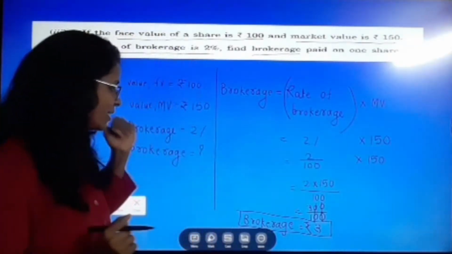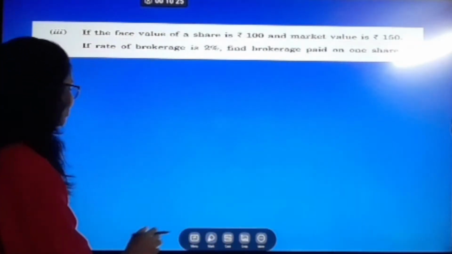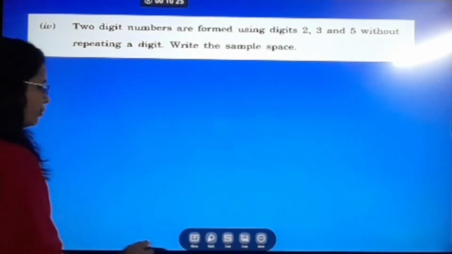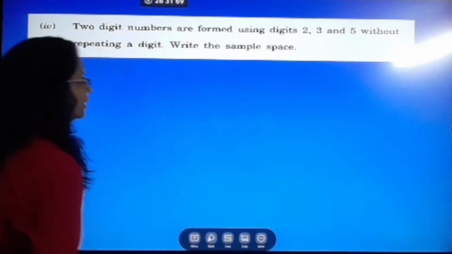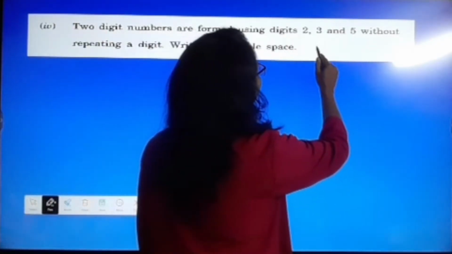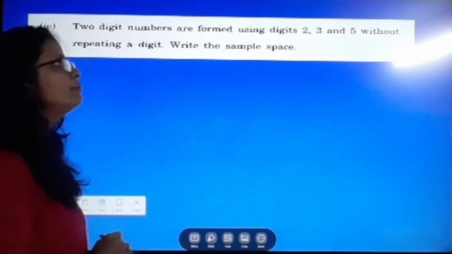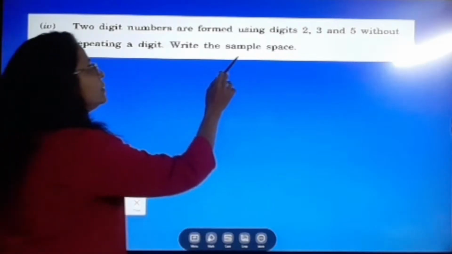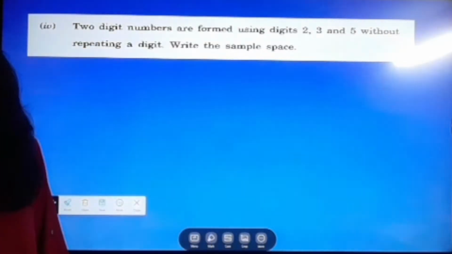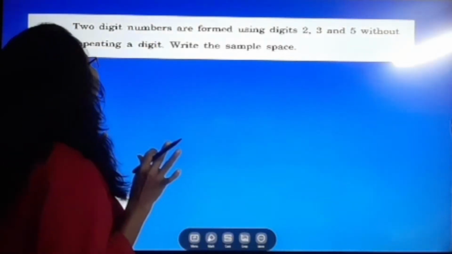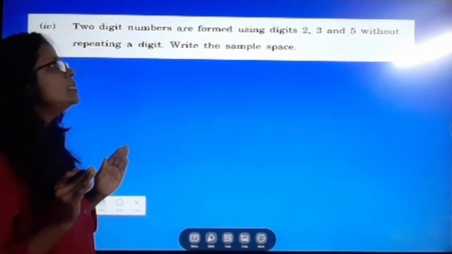Okay, then the next one, students. The third question to the fourth question. Okay students, two-digit numbers are formed using digits 2, 3, 5 without repeating a digit. Write the sample space. Yes students, here we have to write down the sample space.